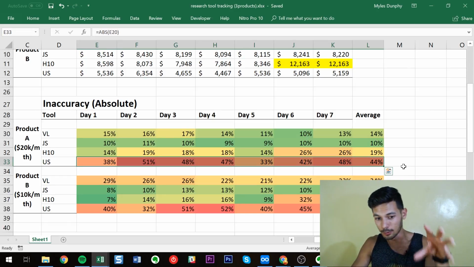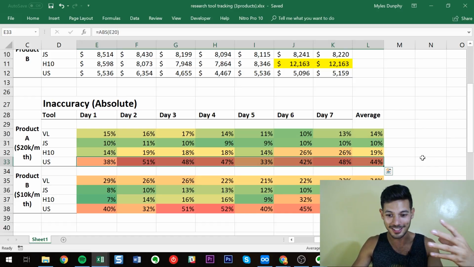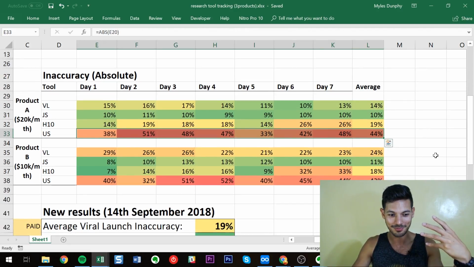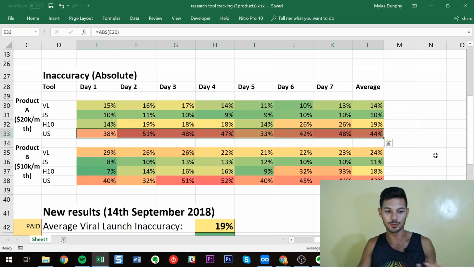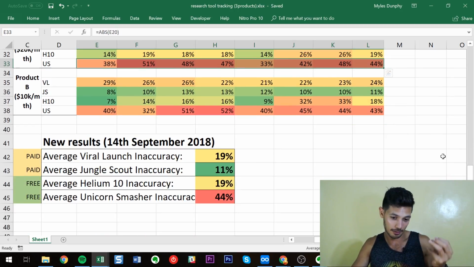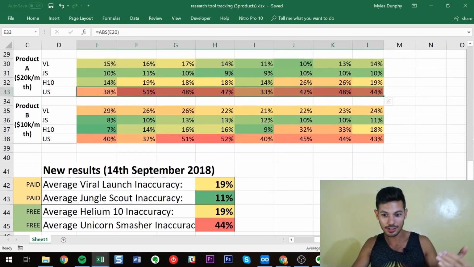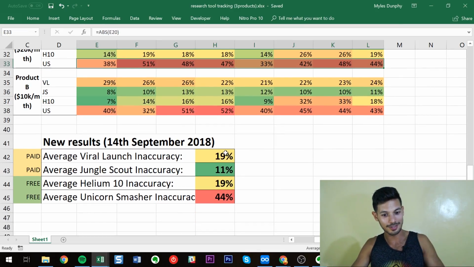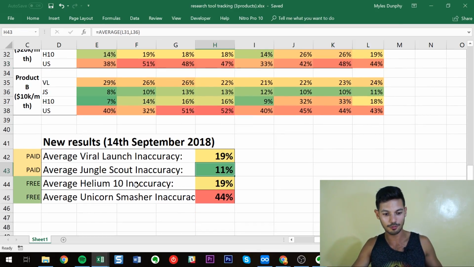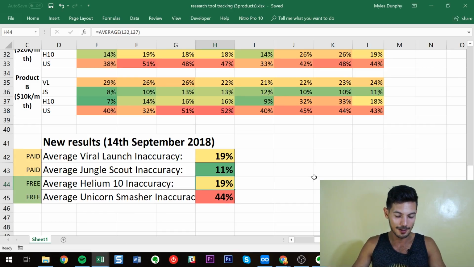So if you came here looking for Unicorn Smasher, that's kind of the end of the analysis about that one. But yeah, basically it's really a choice between these three tools. Now, and by the way, here is the sort of averaged out results. So it's Viral Launch, 19% off, Jungle Scout, 10% off, Helium 10, 19% off, and Unicorn Smasher, 44% off.